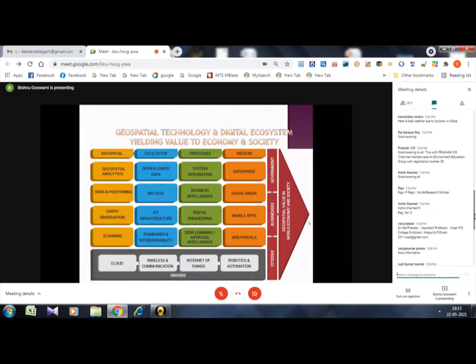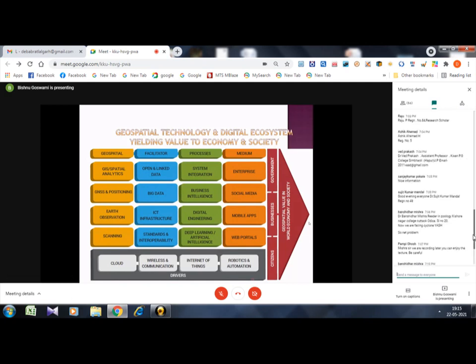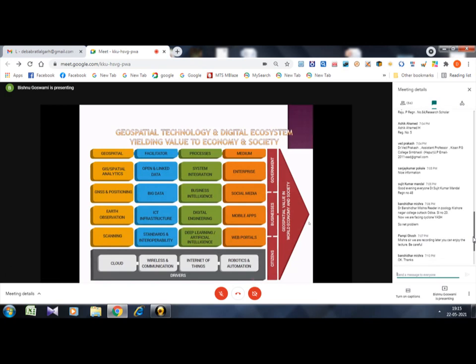And this geospatial technology and digital ecosystem yields a lot of value to economy and society. So we have a lot of things here to discuss, and let's go by one. So in this geospatial data, we have GIS and spatial analytics, a part of this research. We have GNSS and positioning. We have observations from Earth.